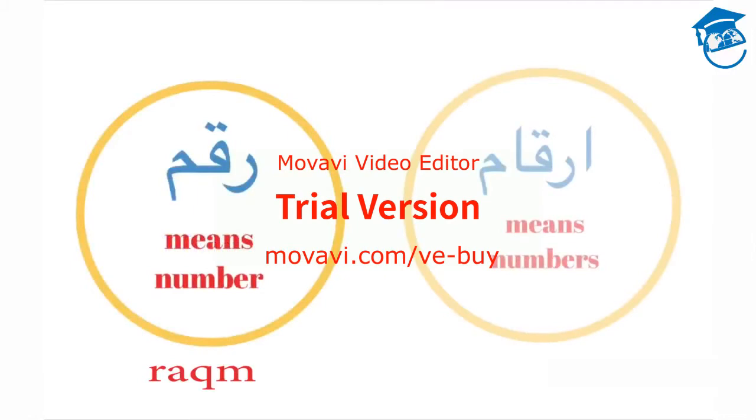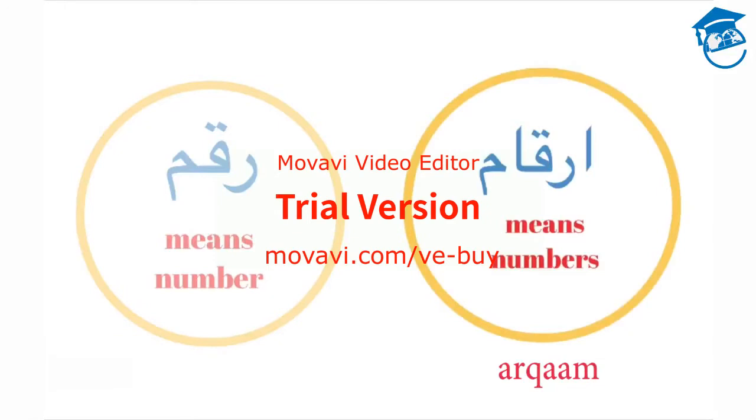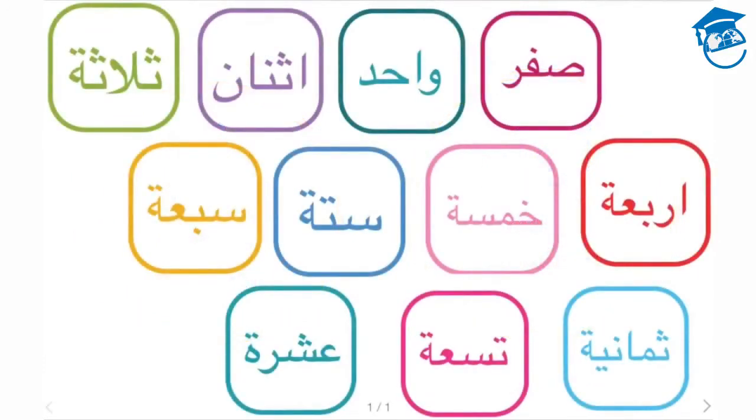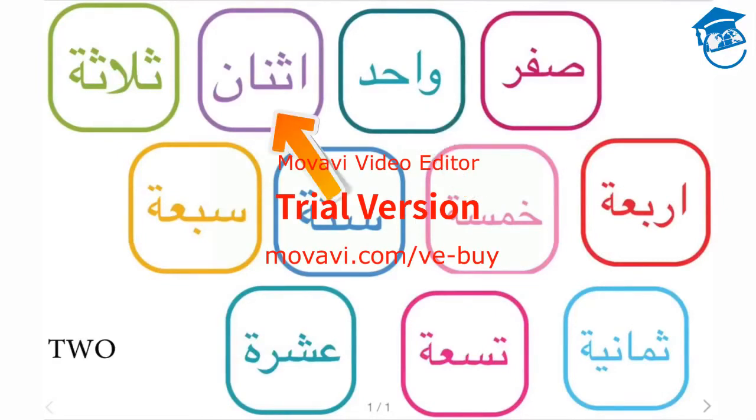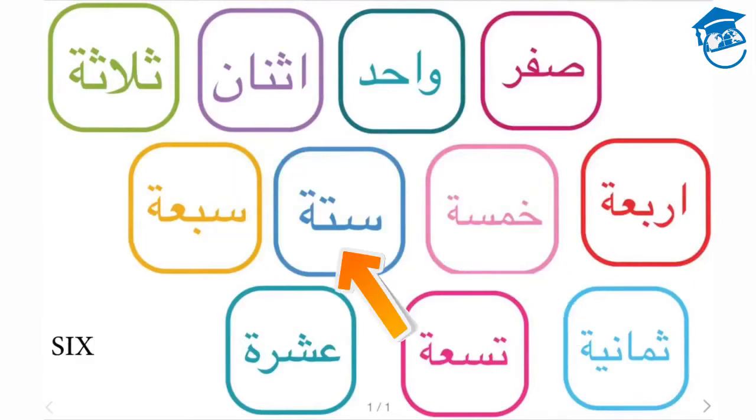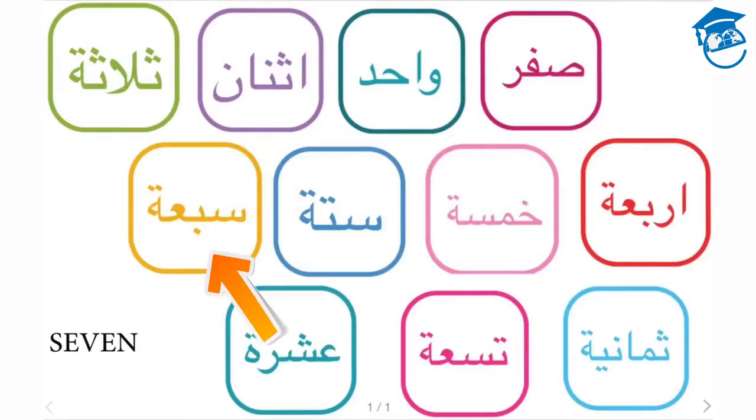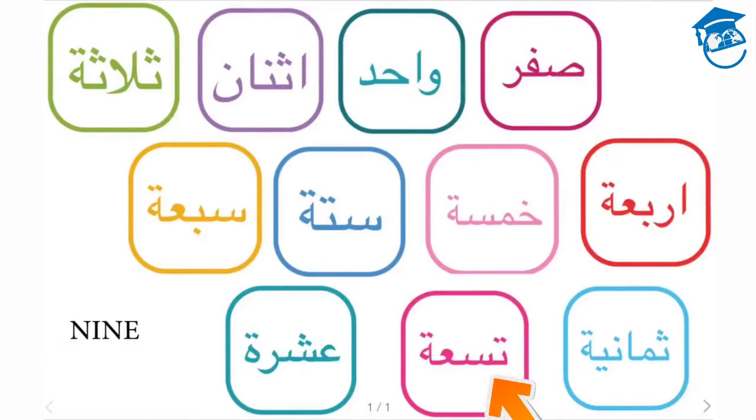In Arabic, raqam means number. The plural of raqam is arqam. Okay, let's begin. Listen and repeat after me. We'll start with 0. صفر. واحد. اثنان. ثلاثة. أربعة. خمسة. ستة. سبعة. ثمانية. تسعة. عشرة.